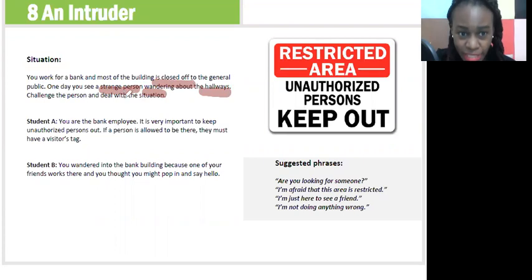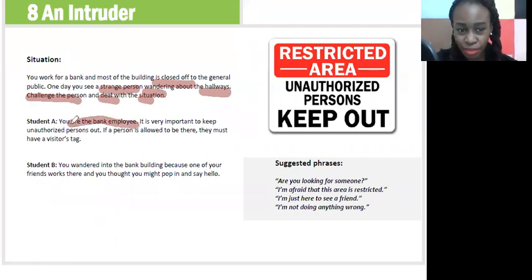Challenge the person and deal with the situation. So bu kişiye sor. Ne oluyor burada? Ne yapıyorsun burada? Ve deal with the situation. Deal, halletmek. So bu durum halletmelisin çünkü o kişi orada olmamalı. Bu role play olacak. So iki kişi bir diyalog kuracağız. Bir kişi diyecek, bir kişi bank çalışan olacak.